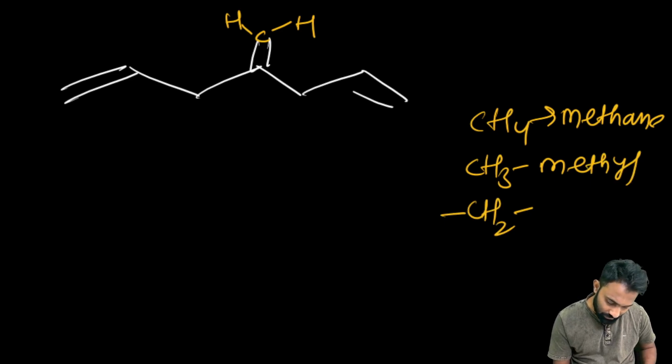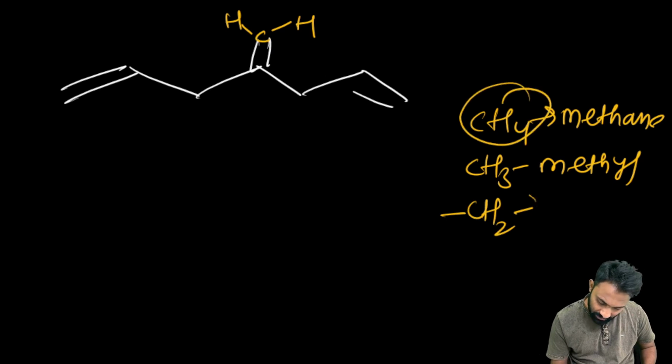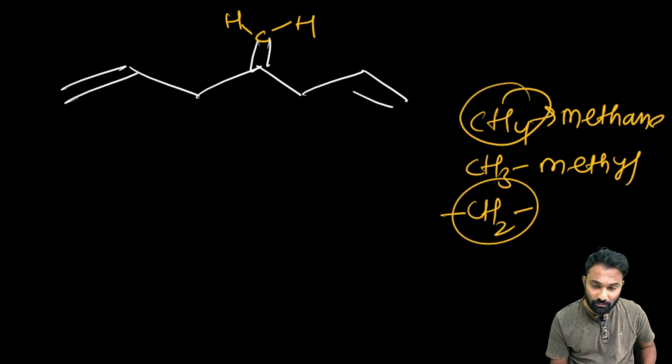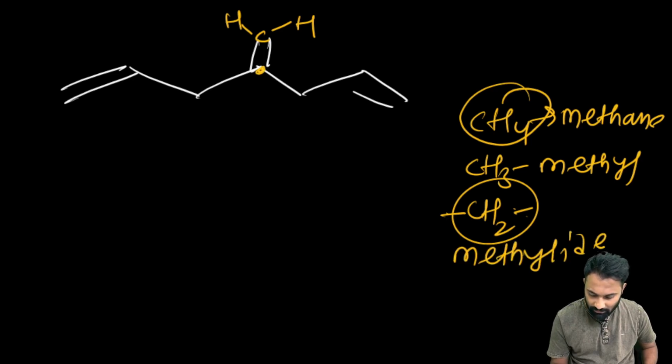Here also the double bond is directly attached. For this methane, I removed the 2 hydrogens, so these 2 free bonds are attached to the parent carbon chain. The name of this substituent will be methylidene.